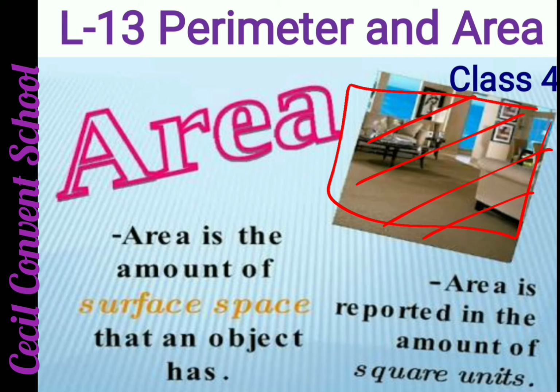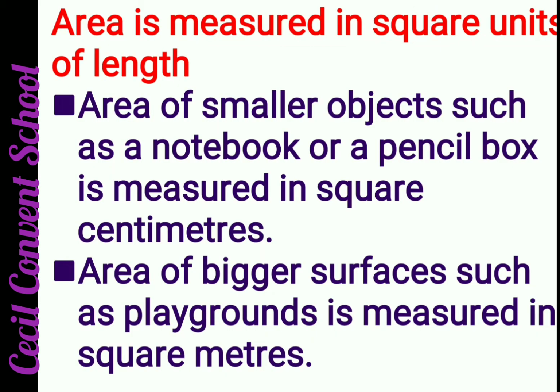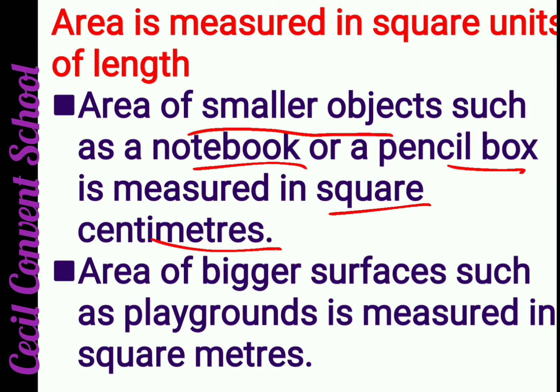The inside part is the area, and the unit of area is always the square unit. Square unit means square meter, square centimeter. According to the question, we have to put the units. Area is measured in square units of length. If we are discussing the area of small objects such as notebooks or a pencil box, then its unit will be square centimeter. Clear? And when we talk about the area of a bigger surface like a playground, then its unit will be square meter. Clear?